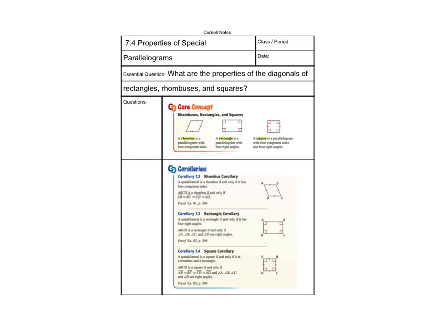Hello, geometry students. This is Miss Moore, and this is 7-4 properties of special parallelograms. Our essential question is, what are the properties of diagonals of rectangles, rhombuses, and squares?